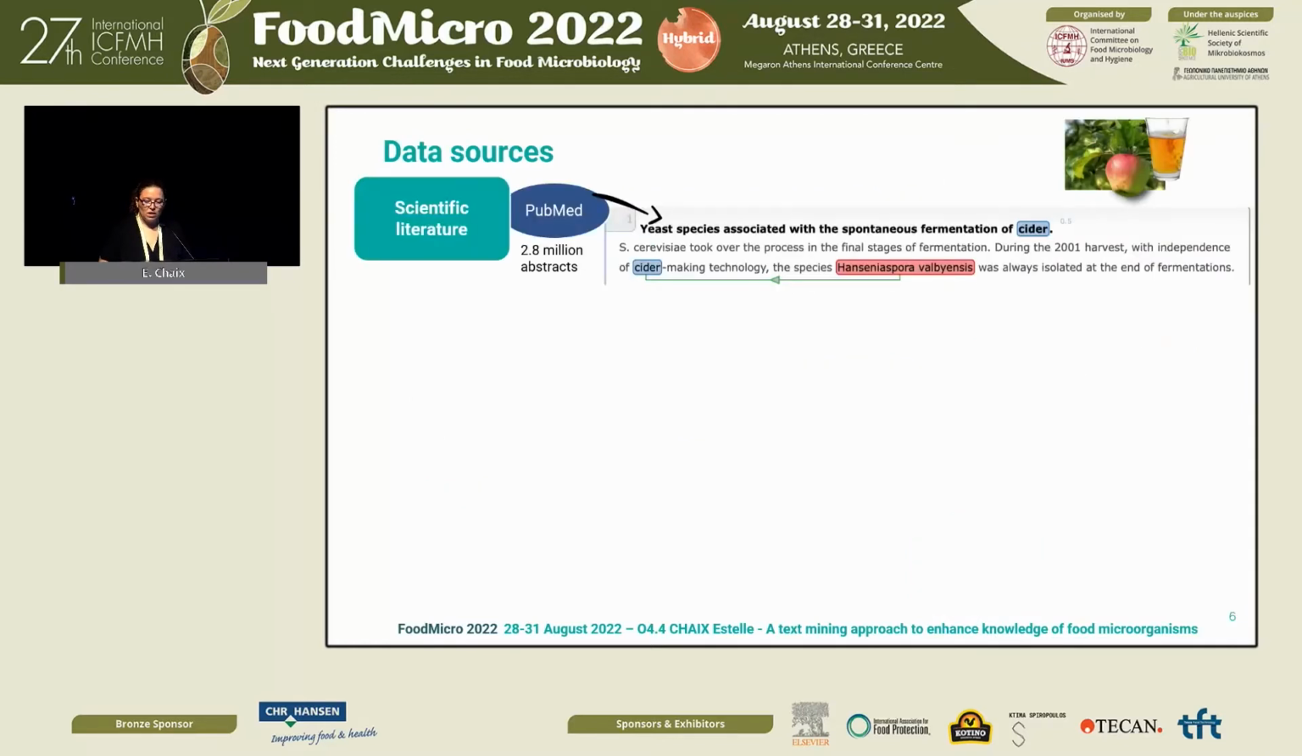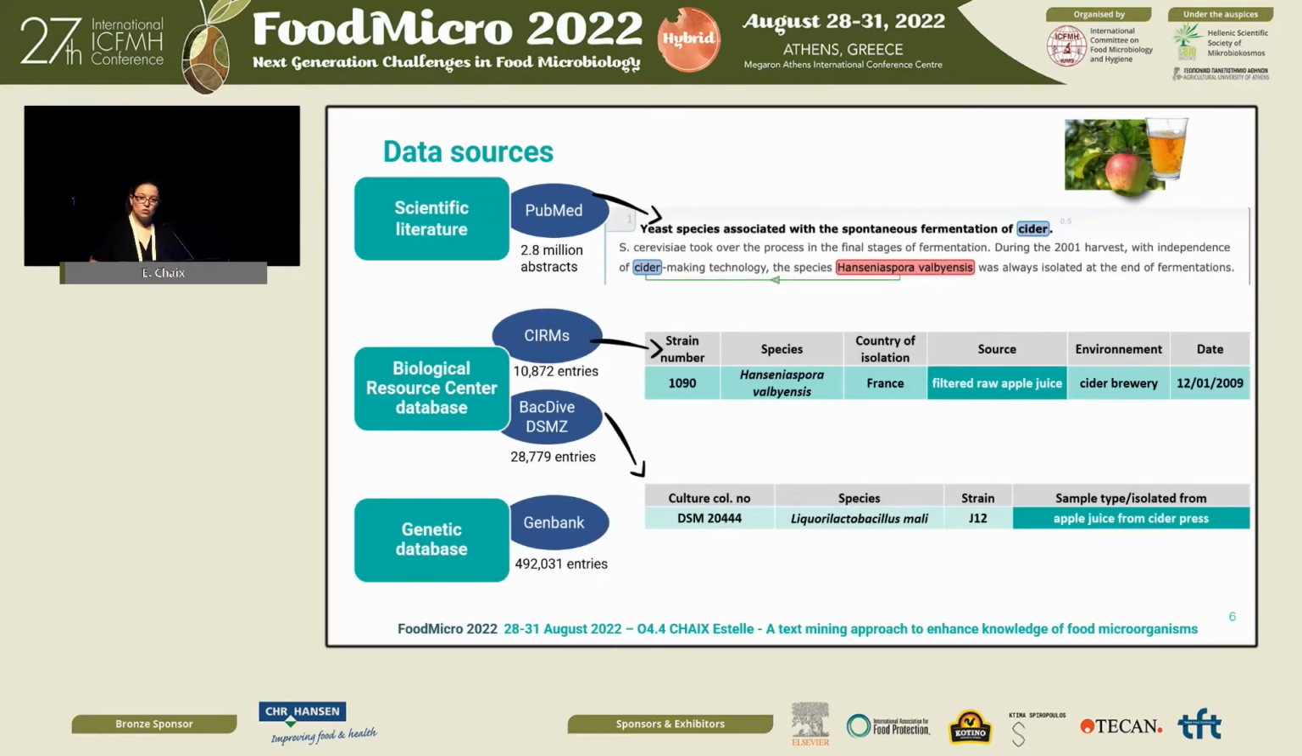And we search for this information in different sources. I mentioned scientific literature, so we collect abstracts from PubMed, because in PubMed we have this kind of information. For example, in this abstract, you have the information about the yeast that could be found in cider.